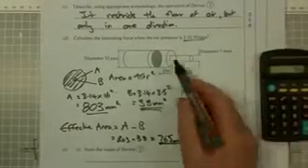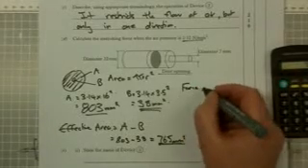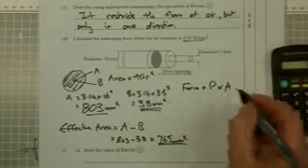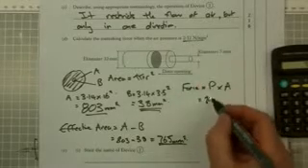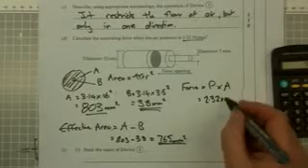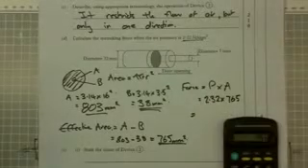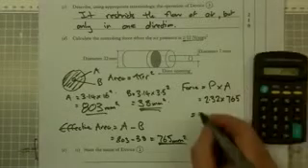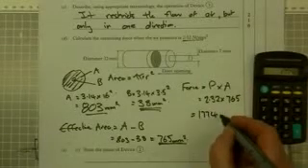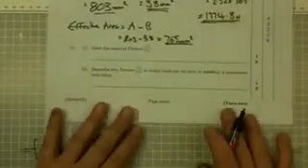Now let's look at the force. Well, the force is equal to the pressure times the area. The pressure is given to us as 2.32, and the area we've worked out is 765. 765 times 2.32 gives us a force of 1774.8 newtons. Okay.